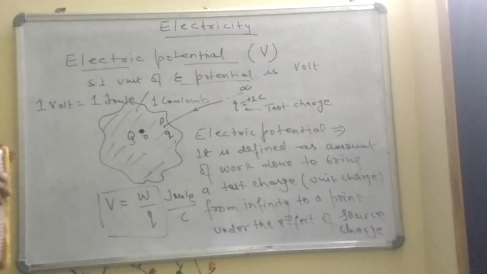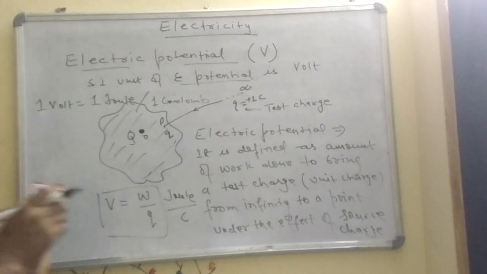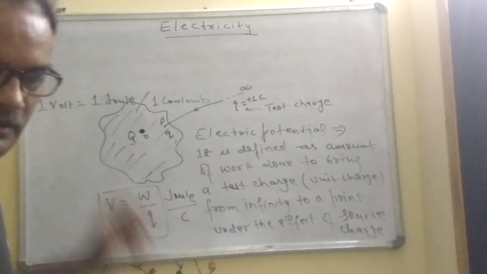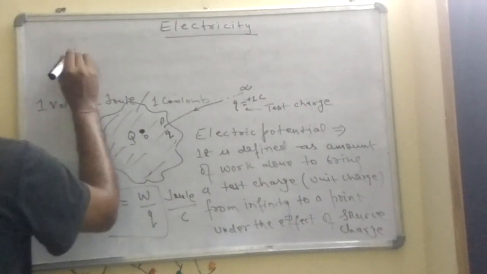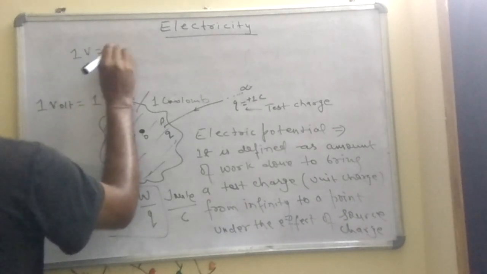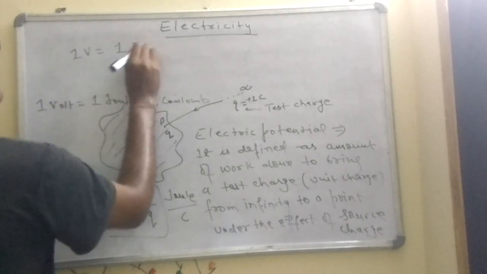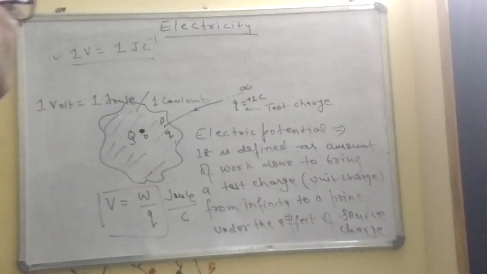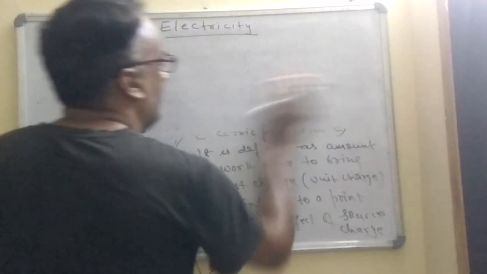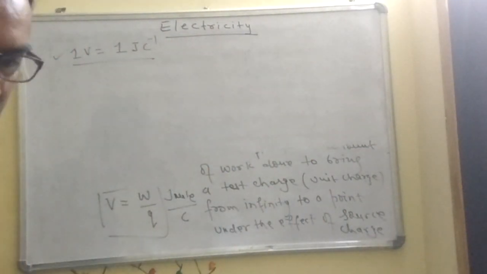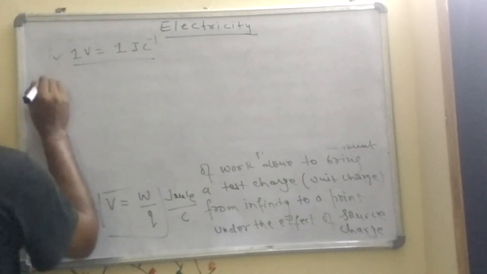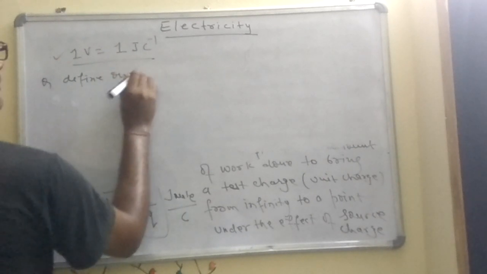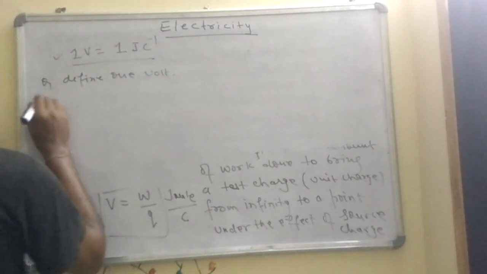Okay, just note it down or take a screenshot of it. So 1 volt equals 1 joule per coulomb. From this formula you can define 1 volt. If it is asked, define 1 volt, how do you define it? यह question आता है, define 1 volt. तो इसका आंसर क्या होगा?